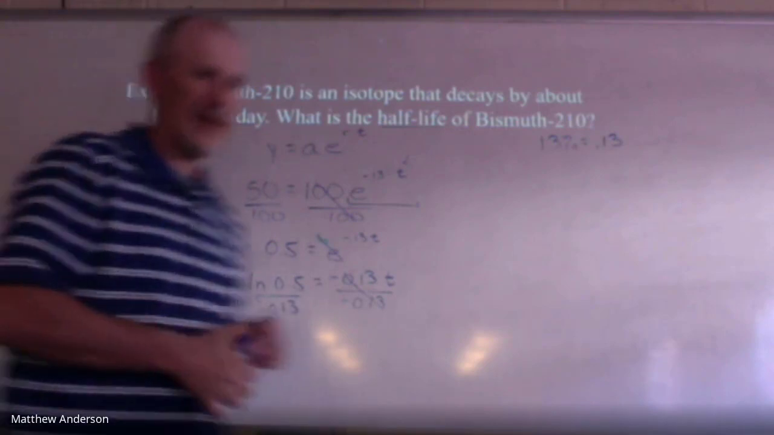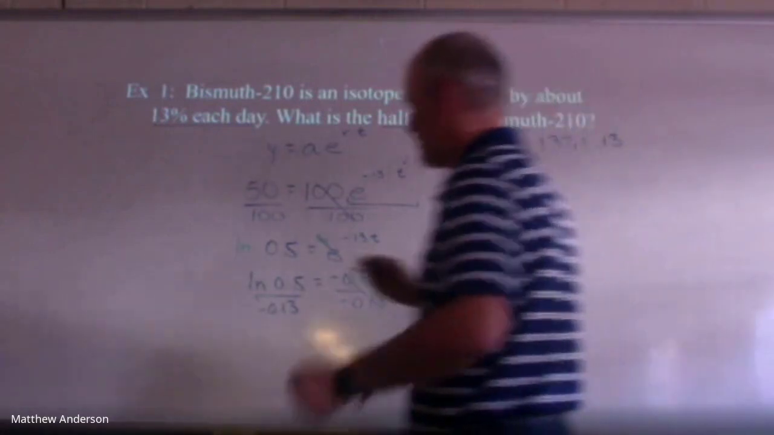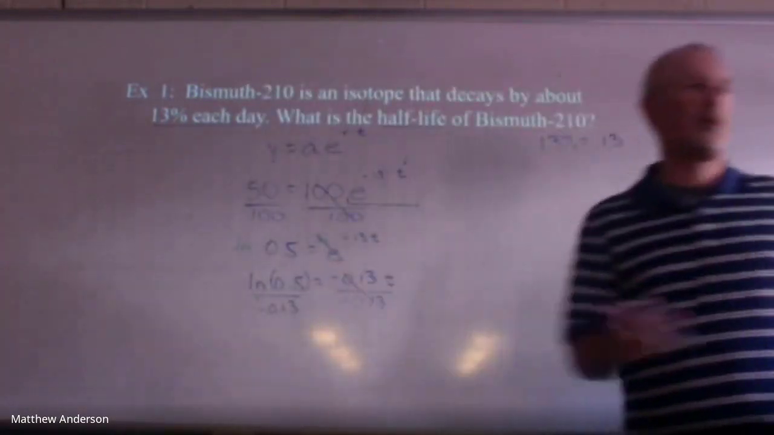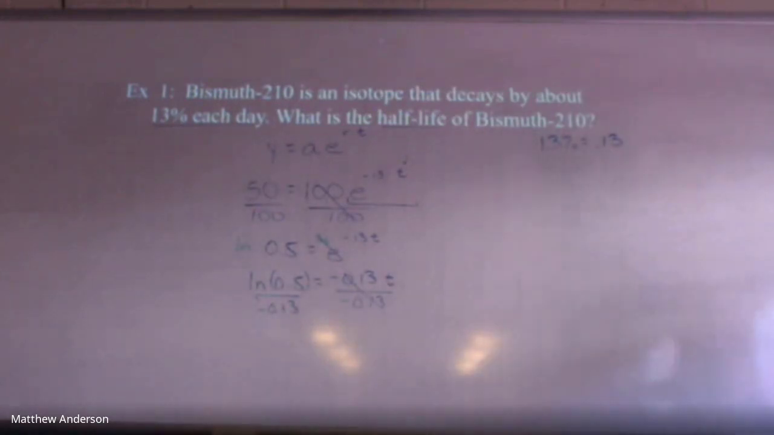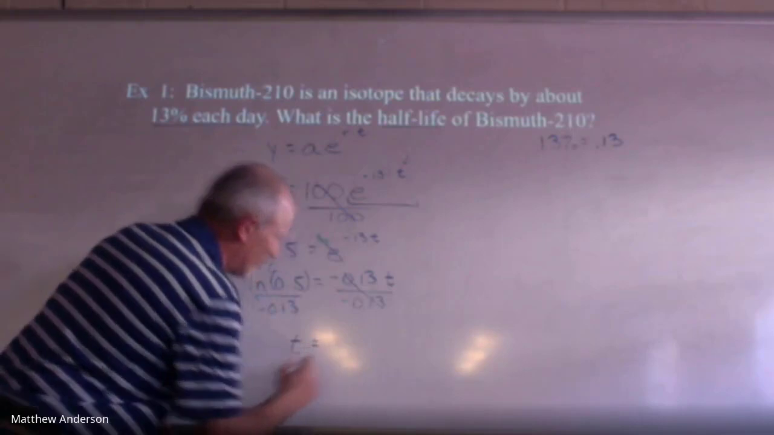At that point, you're just going to take your calculators. And again, you can do it one step at a time. If you decide to try and do it all at once, just make sure you're careful with your parentheses. But we need natural log of 0.5. And then once we have that, we're going to divide that by negative 0.13. And what do we get for our t value?